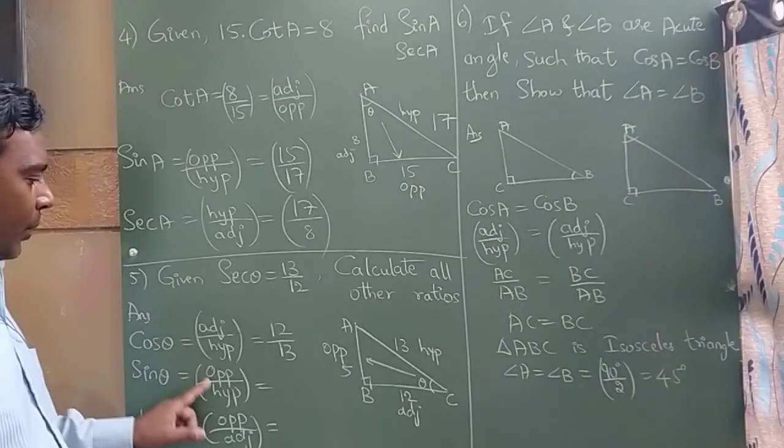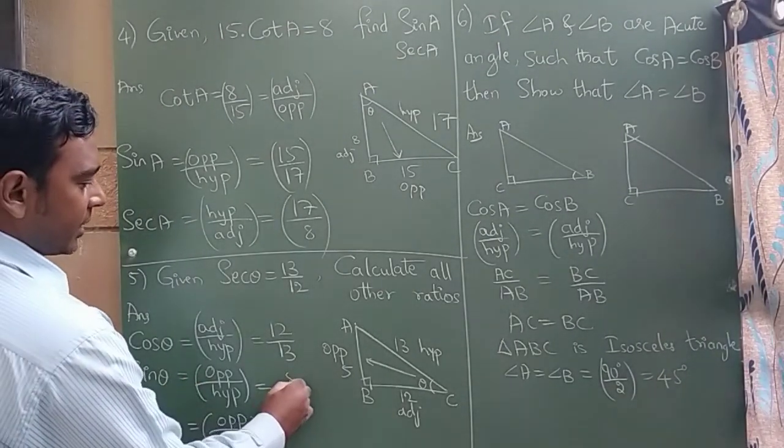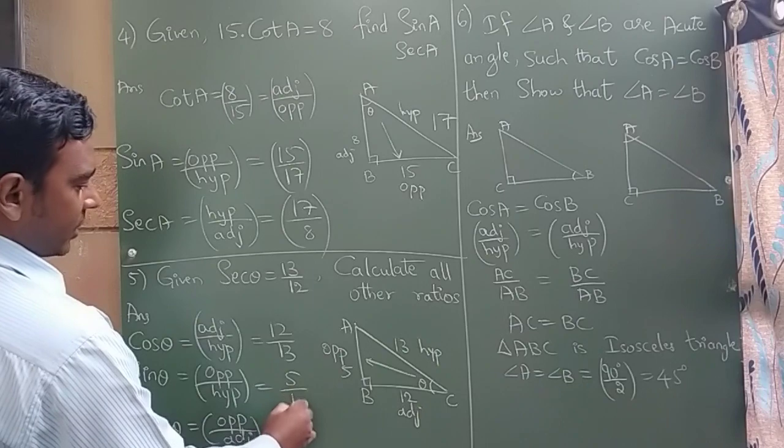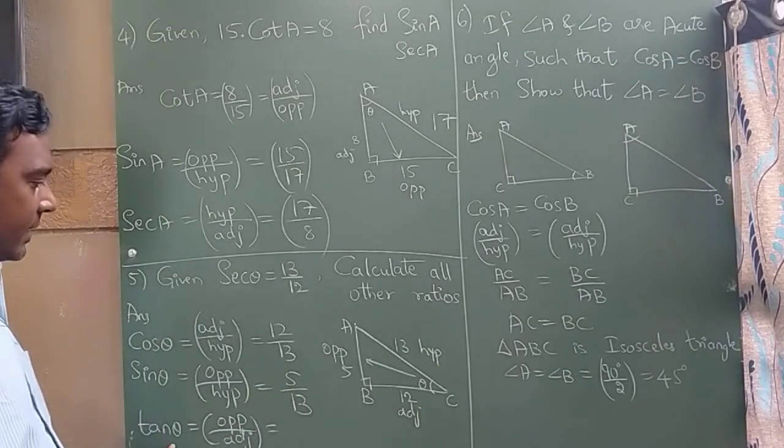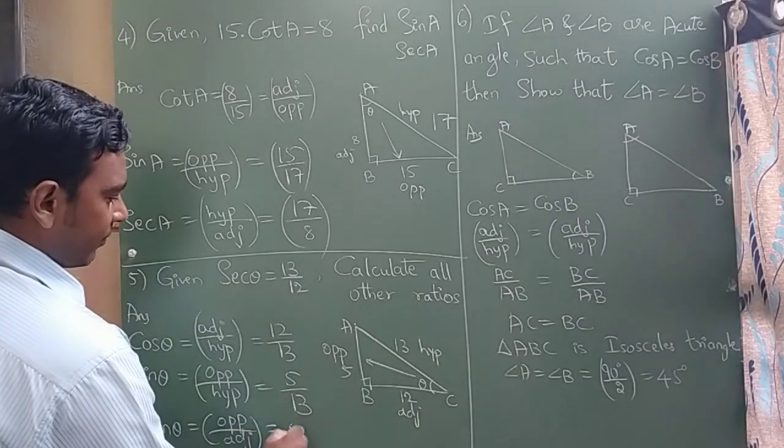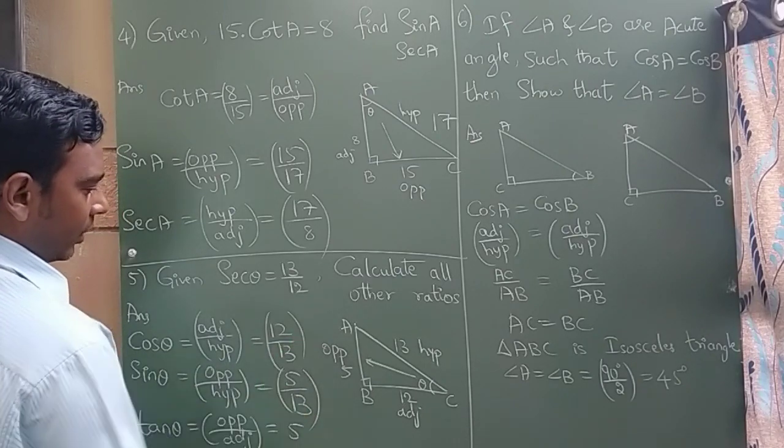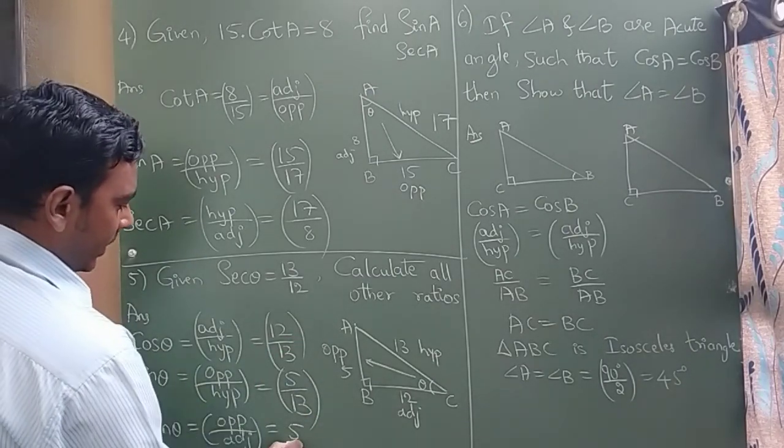So sin theta, opposite upon hypotenuse. Opposite is how much? 5. Hypotenuse is how much? 13. Tan theta, opposite is how much? 5. And adjacent is how much? 12.